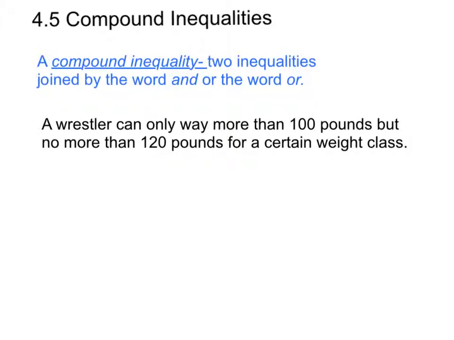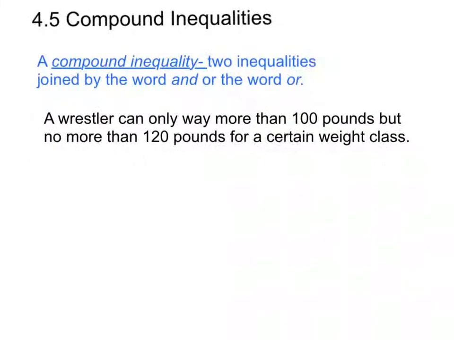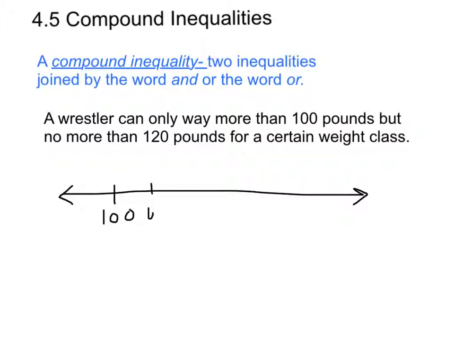We're just going to start off with a real-life problem to show you how compound inequalities really work. A wrestler can only weigh more than 100 pounds, but no more than 120 pounds for a certain weight class. So let's just graph this. So 100, I'm going to count by fives. 100, 105, 110, 115, 120.